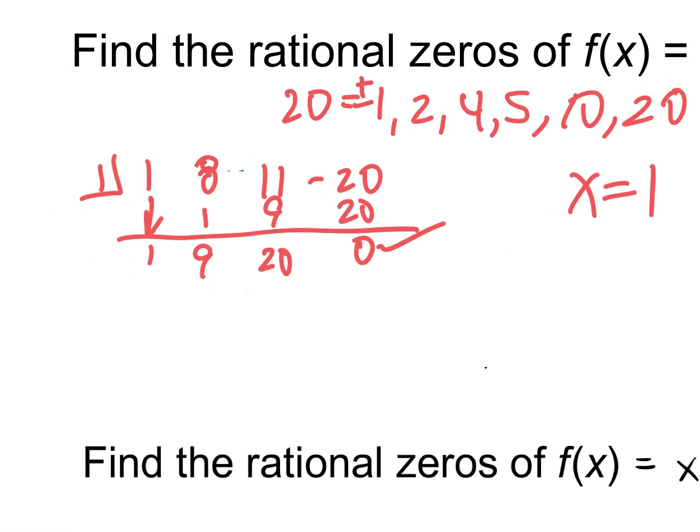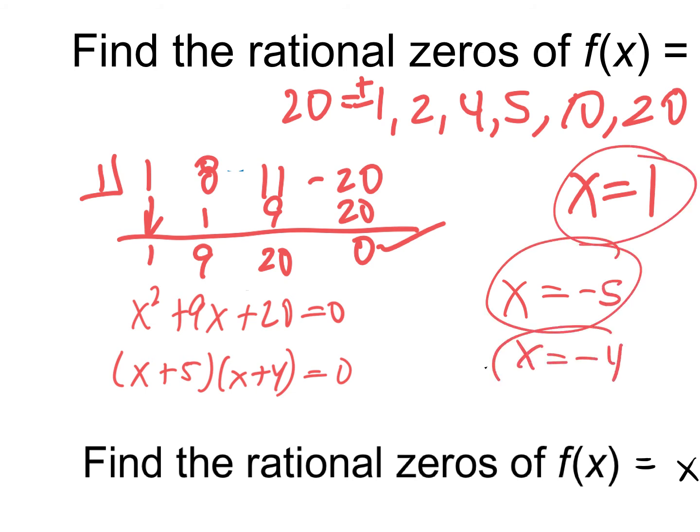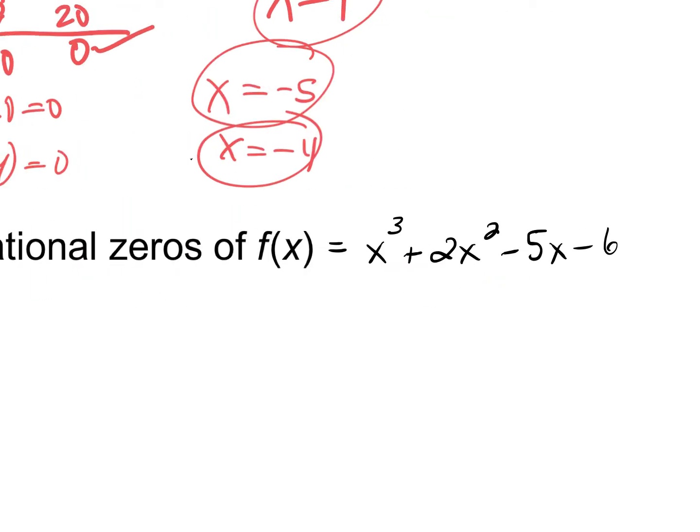And now I write my resulting polynomial, so I have x squared plus 9x plus 20 equals 0. And I can factor this, because I know that x plus 5 and x plus 4 will multiply to give me 20, but add to give me 9. So I know my other zeros of this function are negative 5 and negative 4. Right here, all three of these. All right, we're going to do the same thing here.